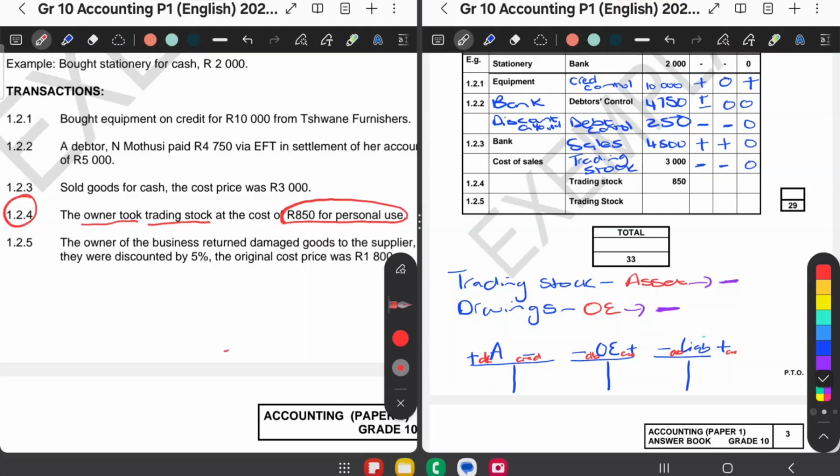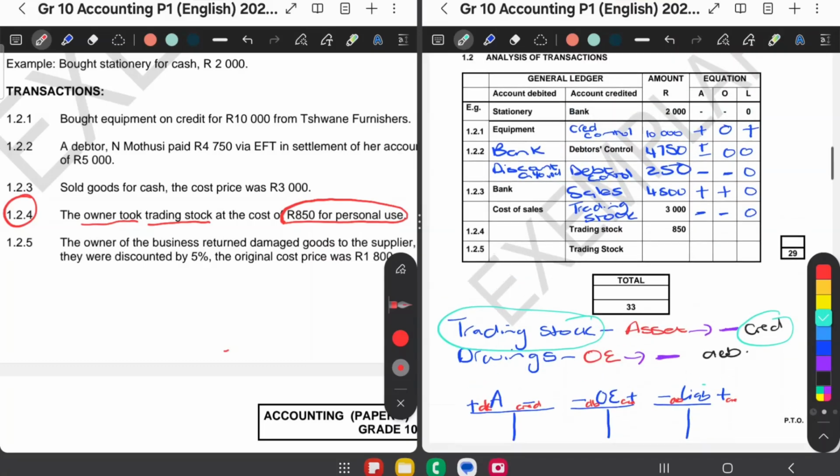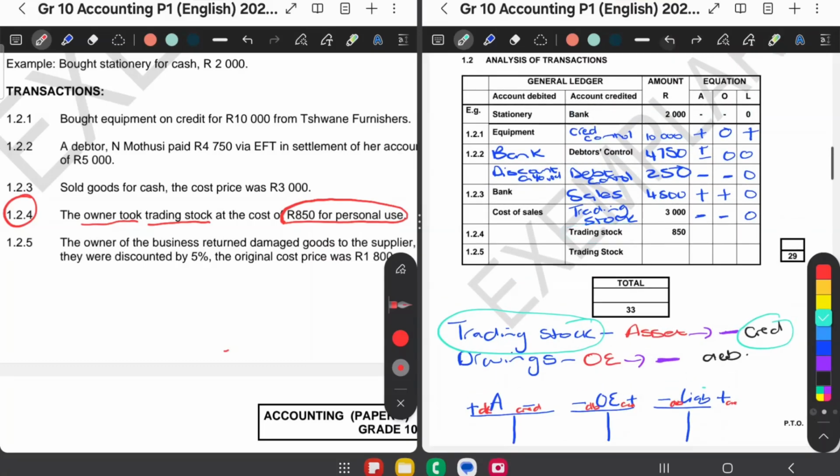Okay, let's do debited and credited. So assets and a minus. Assets and a minus is on the credit side. So this will be credited. And then owner's equity and a minus. Owner's equity and a minus is a debit. So this one will be debited. Okay, let's record this. So trading stock will be credited. Oh yeah, you see trading stock is already there. So we don't have to put that in. And drawings will be debited. So let's go put debited in. Drawings will go here.